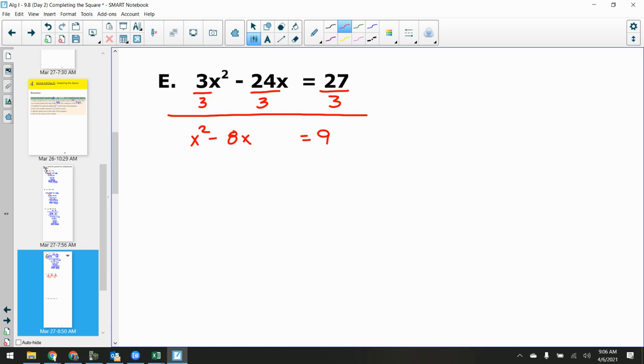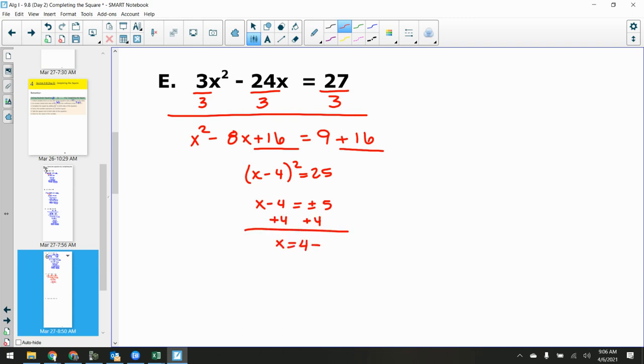And now we can take it from here, right? What's my magic number? 16. That's what fills in my blank, which leaves me with an x minus 4 squared is equal to 25. And oh, look at that. That comes out nice and even. X minus 4 is plus or minus 5. I add the 4 over to the other side. So it's 4 plus or minus 5. So x is 9 or negative 1.